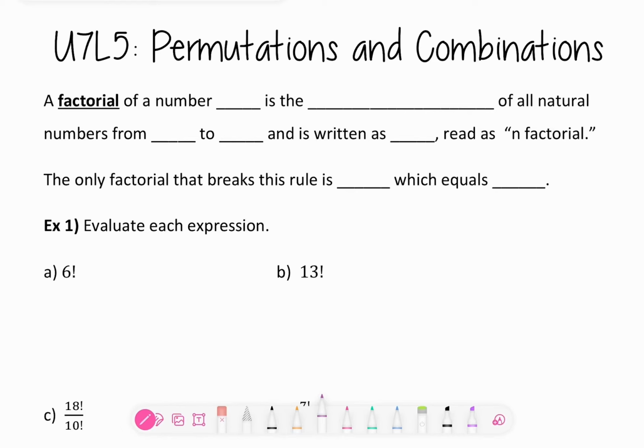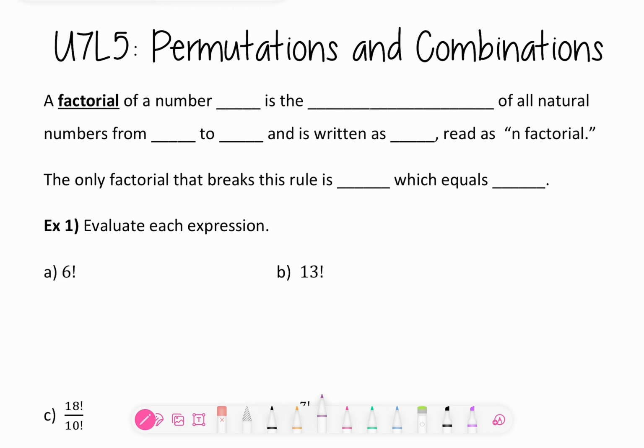Welcome to U7L5 Permutations and Combinations. In this lesson, we're going to talk about permutations and combinations, which are different ways of arranging or grouping items, and basically how many ways that can happen. First, before that, we're going to talk about what a factorial is, because we're going to use factorials throughout the definitions of permutations and combinations.